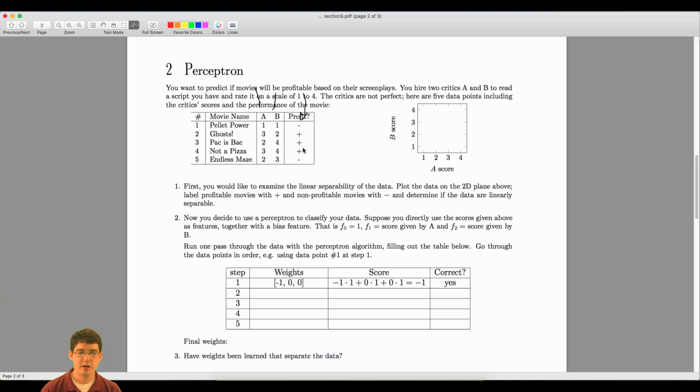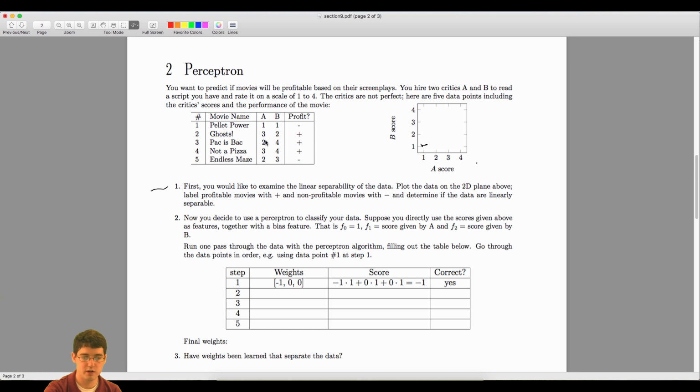So let's start out by trying to look at the data we have now. And so we're going to plot all these examples. This is part 1. So we're going to look at each example, and we're going to put it on this plot over here. So start off, our first movie has scores of 1 and 1. So if we look at our plot over here, that'll be right here. And we saw that it's not profitable. So I'm going to draw a little negative down here. So that's for our first point.